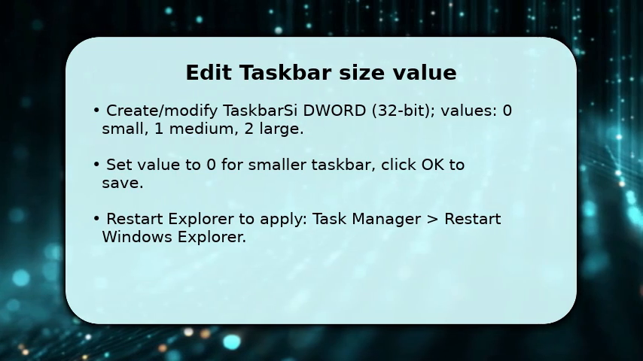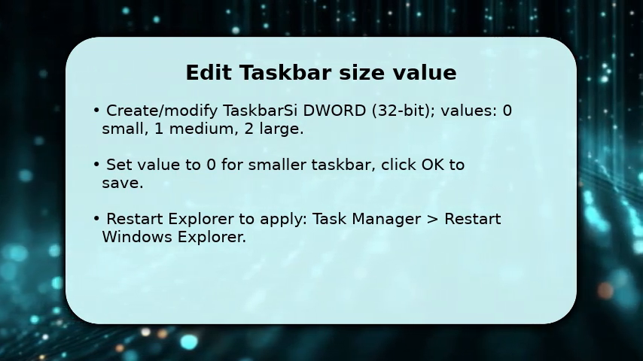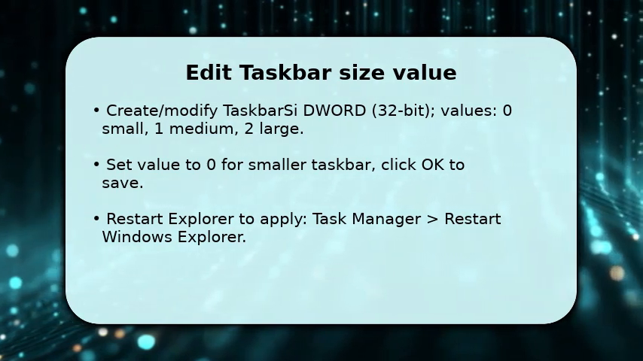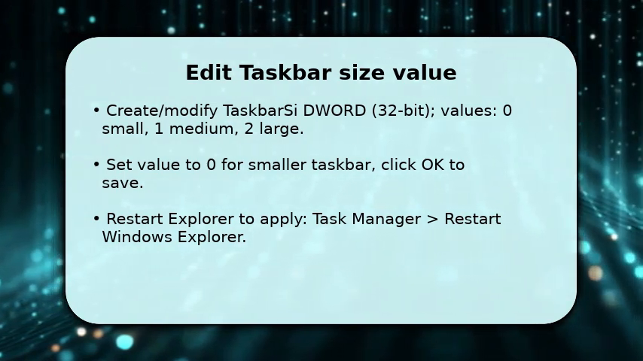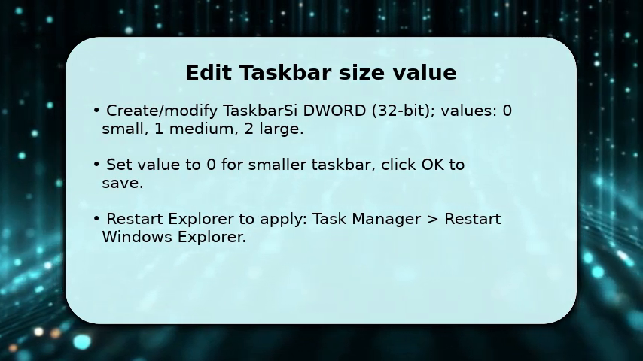Registry edits don't take effect until Explorer reloads. To apply immediately, open Task Manager, find Windows Explorer and choose Restart. Once done, the taskbar will shrink. This method works because Explorer reads that registry value at startup.